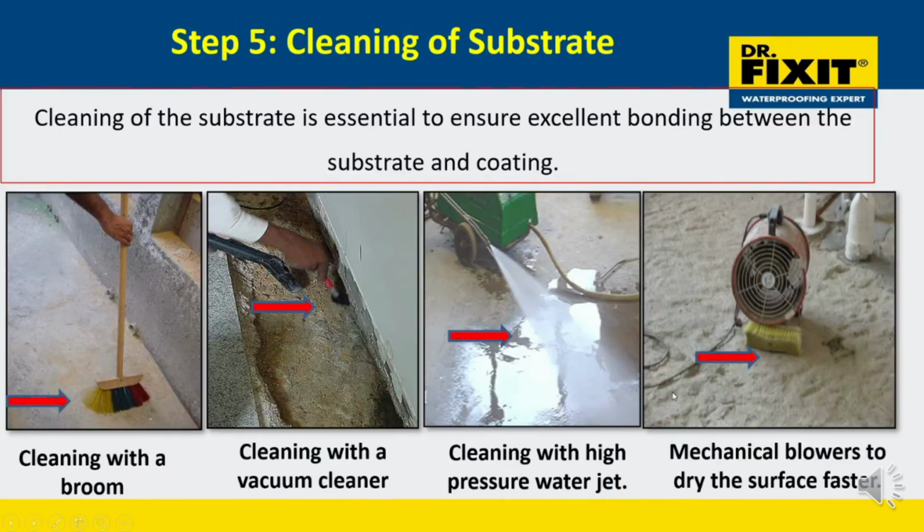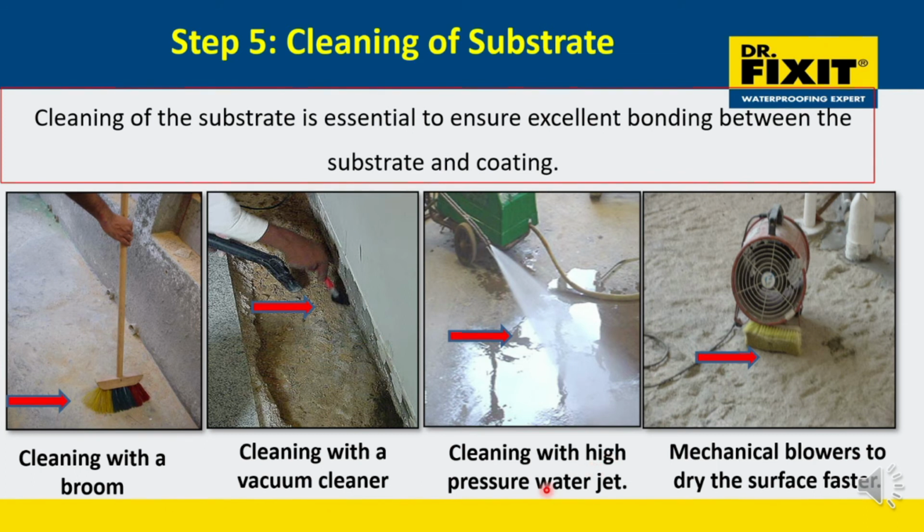Let's see further. Now the fifth process is cleaning of substrate. Cleaning of substrate is essential to ensure excellent bonding between the substrate and the coating. I'm trying to explain with the help of the image. Clean with the broom, clean with a vacuum cleaner. As I told you, we should use such tools on the site. So this will remove all the dust particles.